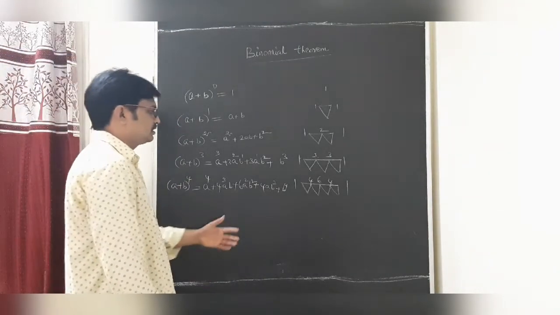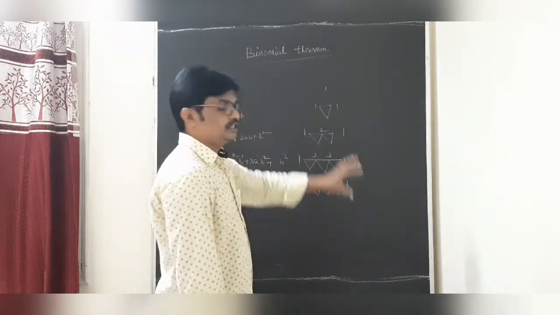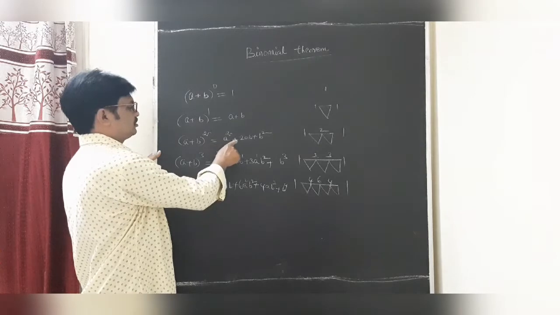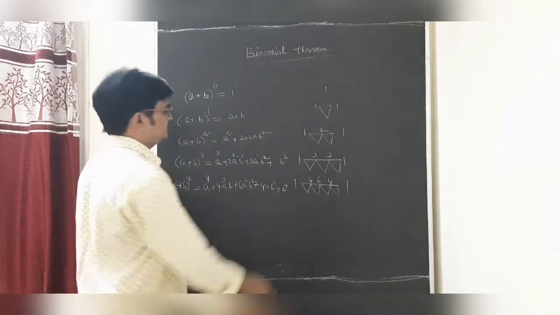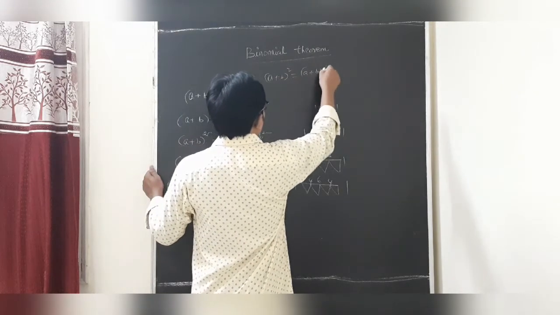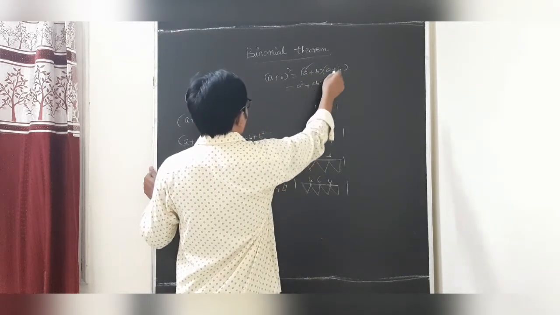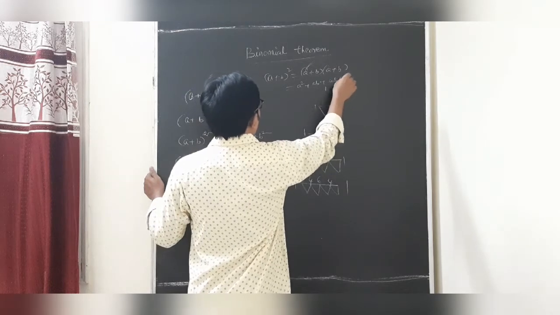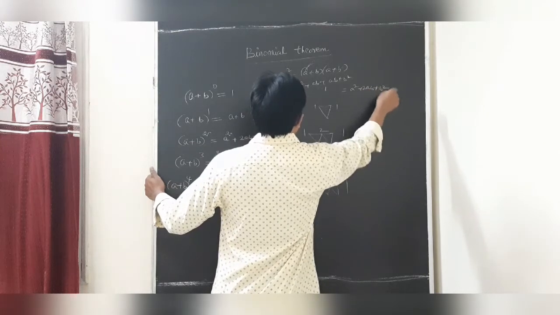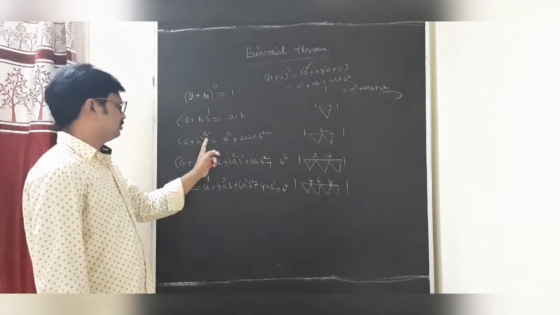This method is called the Pascal triangle method. It is useful only for the coefficients of the binomial in the expansion. Here, a plus b whole square is a square plus 2ab plus b square. In the previous classes, how can you write a plus b whole square? This is a plus b into a plus b. First we multiply to get a square plus ab, after that ab plus b square. This is a square plus 2ab plus b square. This is the formula. For the binomial, first you take index 0, then 1, 2, 3, 4.